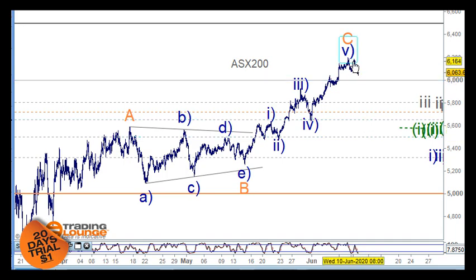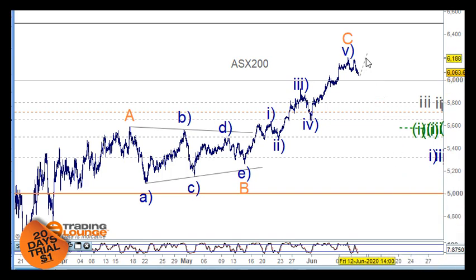So this is a point where it can move down from here, and a long way down, and having this as an A and a B and a C correction here. But if we make a new high here, then we can rule out this count. Well, we can rule it out to another degree of structure.